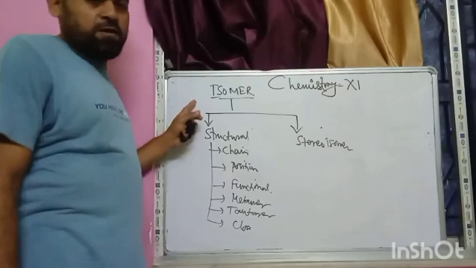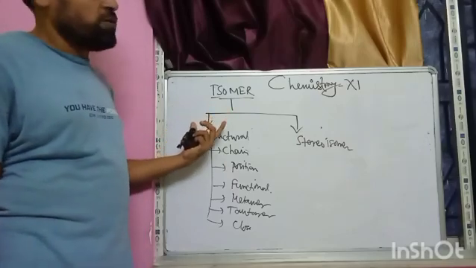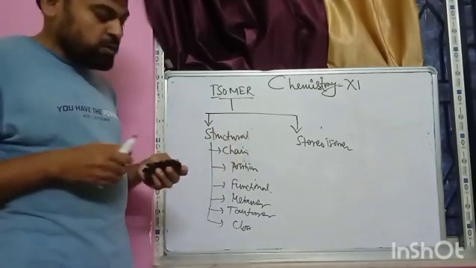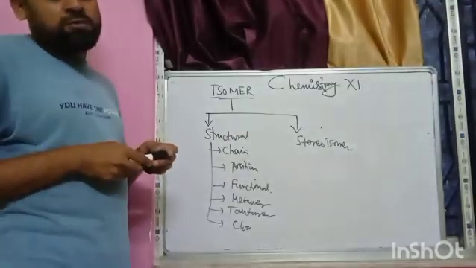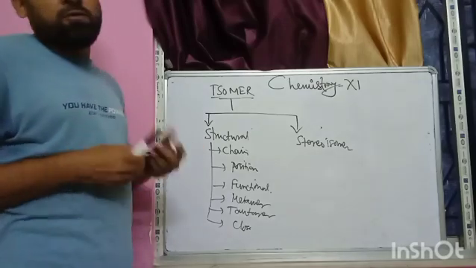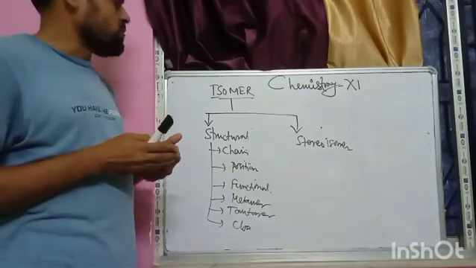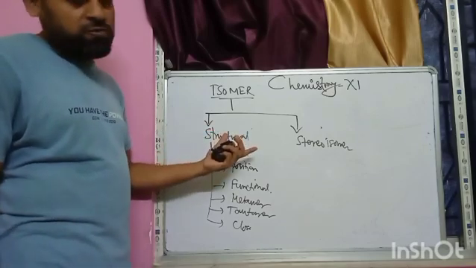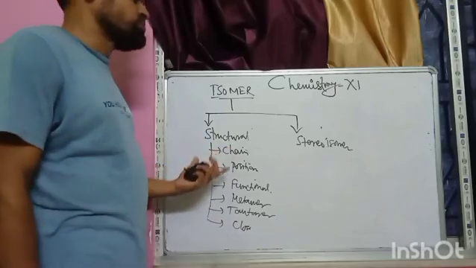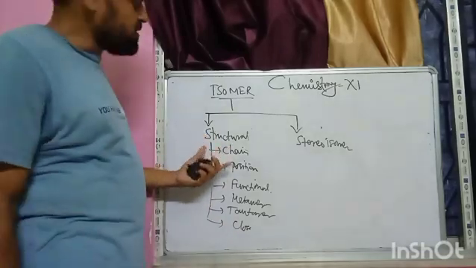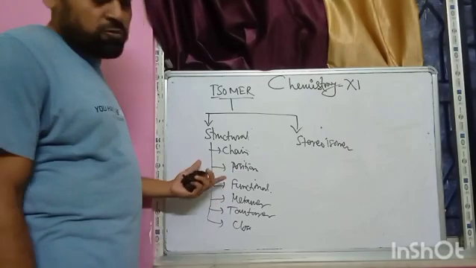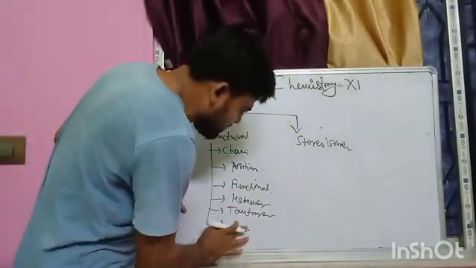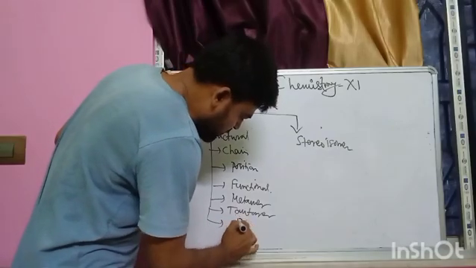The important topic here is isomer. Isomers are generally of two types: structural isomer and stereoisomer. Isomers are those having the same molecular formula but different in function or structure. Structural isomers are of different types such as chain isomer, position isomer, functional group isomer, metamer, tautomer, and the last one is ring-chain isomer.